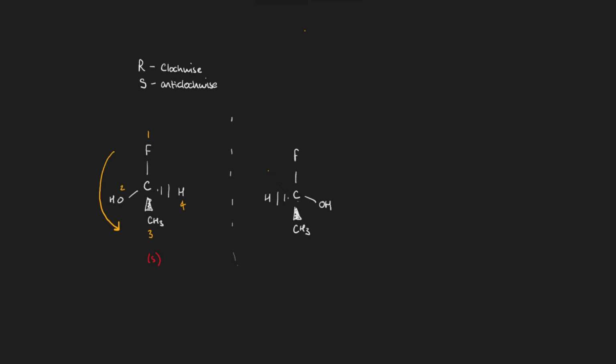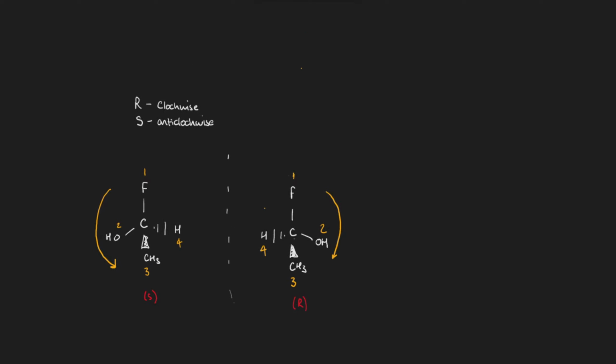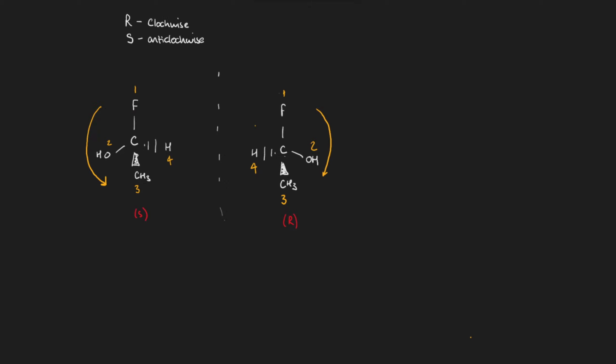Okay, let's do the same on the right hand side here. Fluorine is highest priority yet again, then we have oxygen, we have this carbon, this methyl group, and then we have hydrogen in the back here. We're moving in the clockwise position, and so we have the R configuration. Nice, it is that simple really.